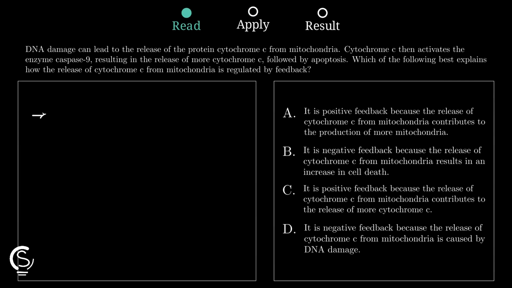DNA damage causes cytochrome C release, cytochrome C activates caspase 9, and that leads to even more cytochrome C release, so the original signal gets amplified. That pattern is positive feedback because the product of the pathway increases the same process that started it, instead of shutting the pathway down or balancing it out.